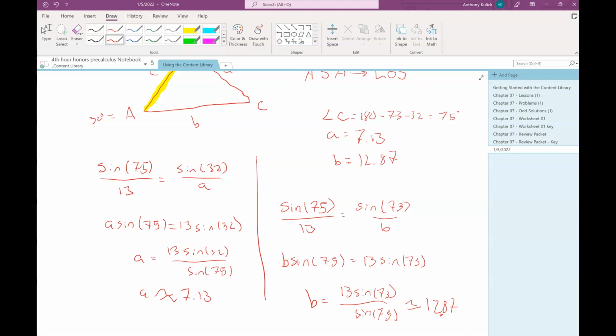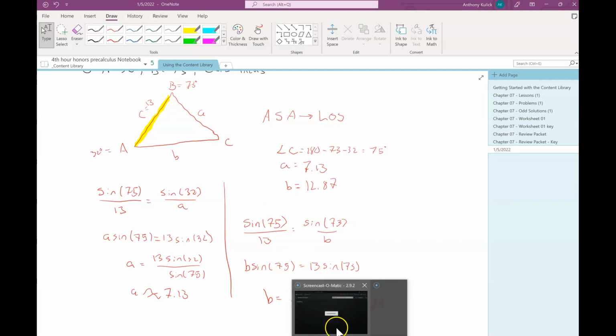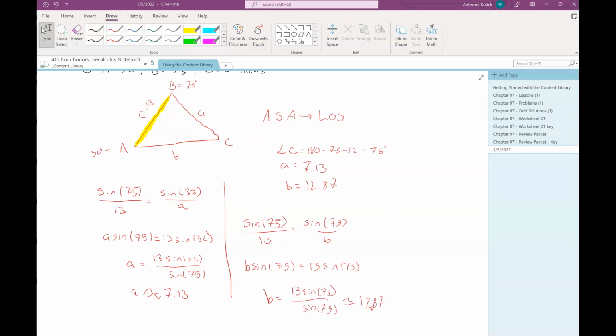Worth noting that if I do my little check, the smallest side is across from the smallest angle, the middle side is across from the middle angle, and the biggest side is across from the biggest angle. So I feel pretty good about this answer. Okay, we'll stop here. We'll pick up where we left off next time. No homework tonight because we haven't done enough to really have you do anything.